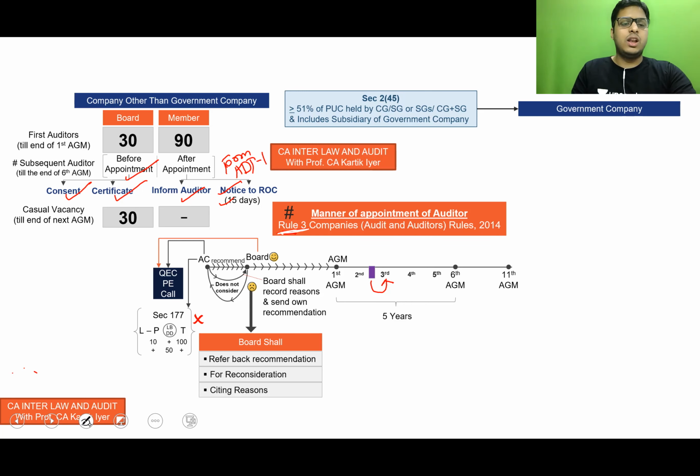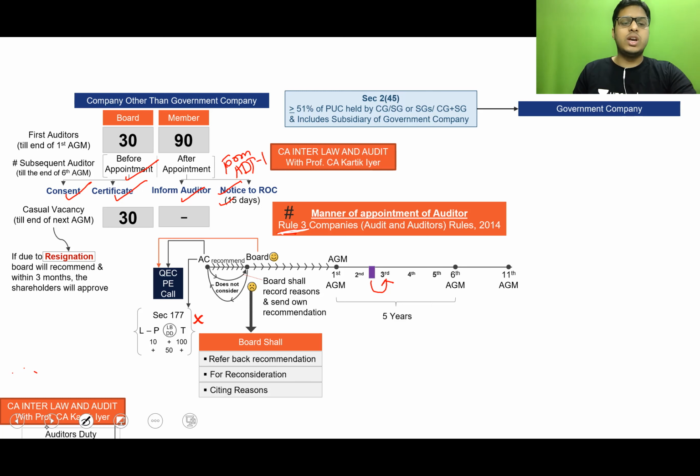Okay, now let's go on to the next area. If the casual vacancy is because of resignation, then, see, if it is other than resignation, the board will appoint within 30 days, compulsorily, because the members don't have any power. But if it is due to resignation, then the board will recommend, and within 3 months, the shareholders will have to approve the same.